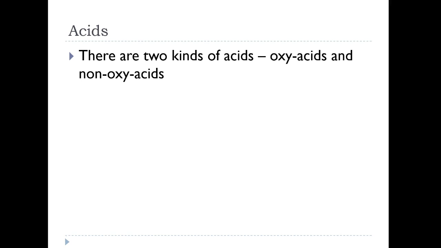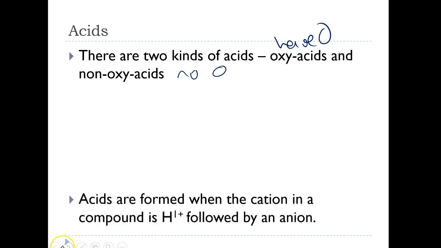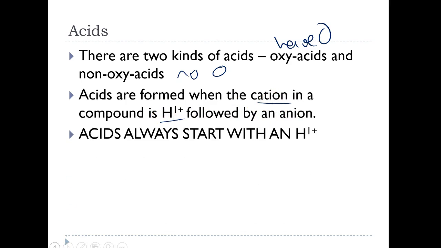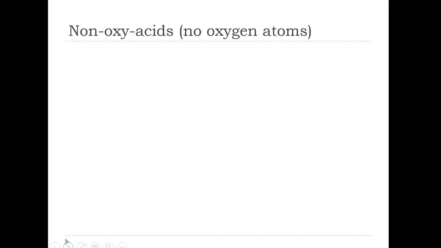Okay, so there's two kinds of acids, oxyacids and non-oxyacids. What this means is they have oxygen and they have no oxygen. That's the difference between them. Acids are formed when the cation, the first thing written, is H1 plus, dropped and swapped with an anion, so they are ionic. Acids always start with an H. That's how you recognize them. They're not called hydrogen something.